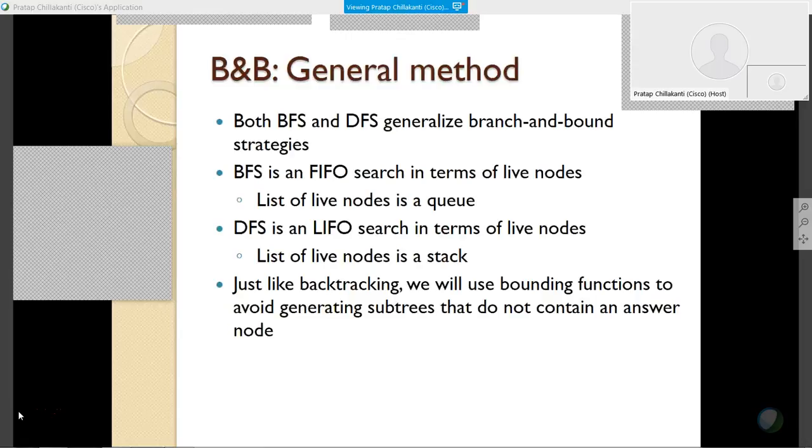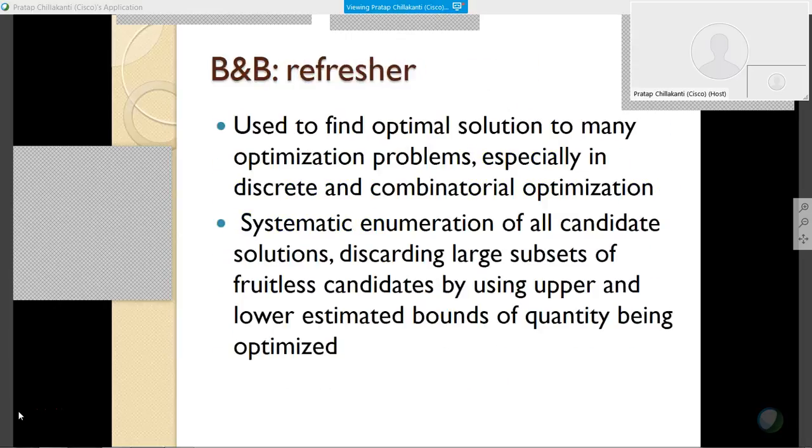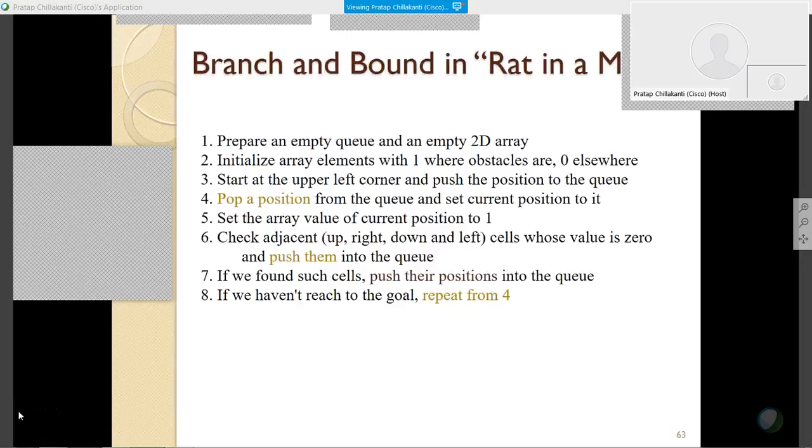So when you do breadth first search, basically you're doing a FIFO search in terms of live nodes. Now when you have live nodes, you have to maintain a queue. If you look at the algorithm, that's what it did here, right? I said you people have to convince yourself of the algorithm, right?